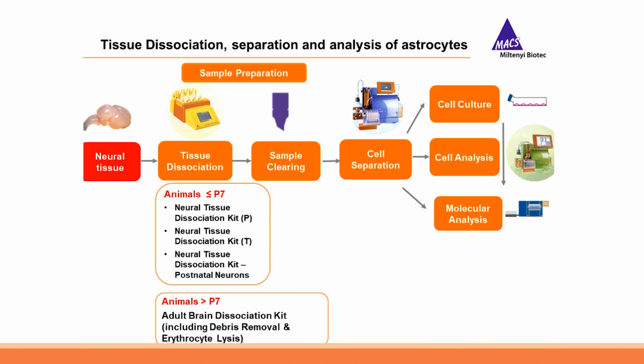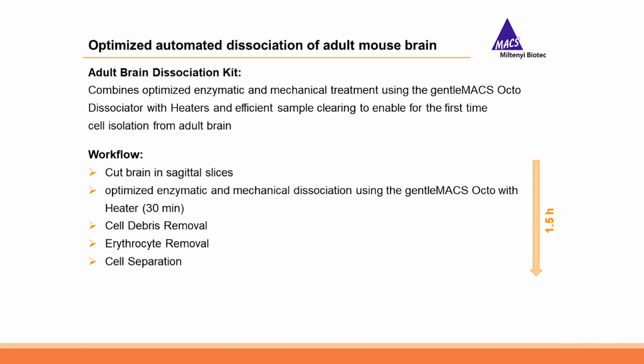derived from older mice. So I just want to tell you a little bit more about the Adult Brain Dissociation Kit. This kit combines an optimized enzymatic and mechanical treatment. We use the gentleMACS Octo Dissociator with Heaters for the dissociation, and the kit then includes also an efficient sample clearing afterwards. The workflow looks like this.